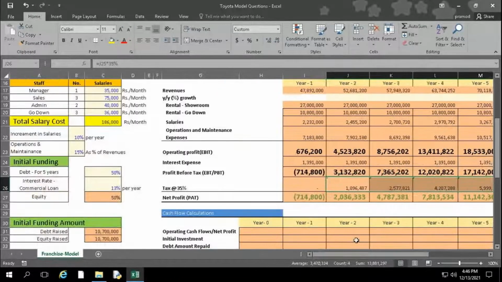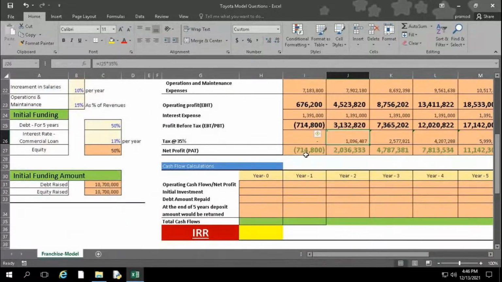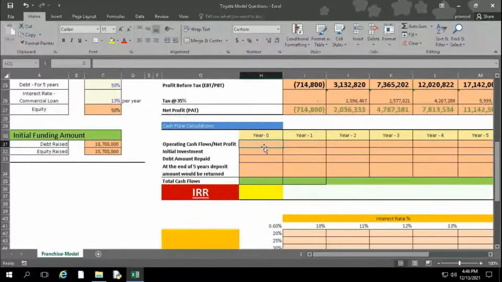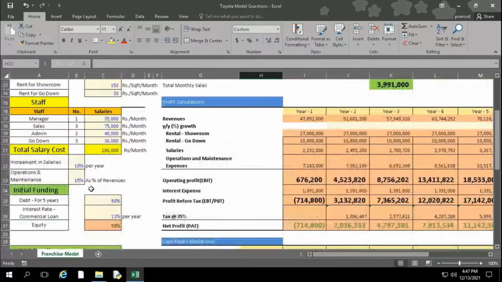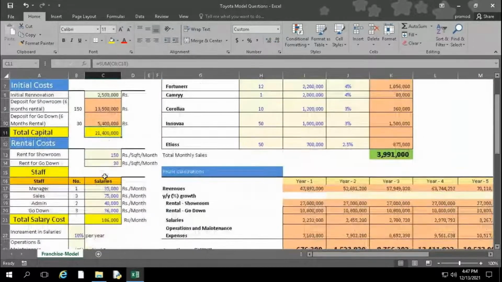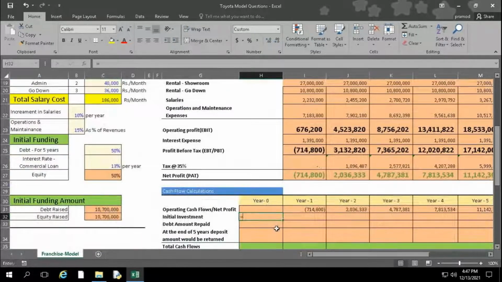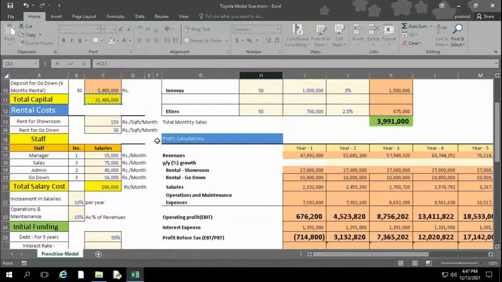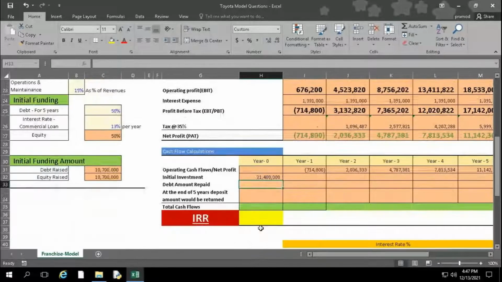Okay, sir. So when it comes to the operating, there is nothing in the first year. Cash flow, no. Net profit you need to take. So I'll just take from year one, because from year one only I have the value till year five. Initial investment. So in the beginning, how much I have invested, that is my total equity, the total capital. So 21 lakh. Correct. But what is this in the sense? In the beginning year it is this much.